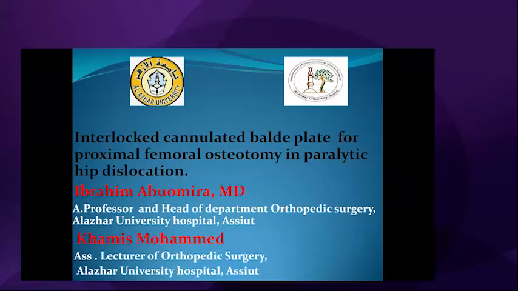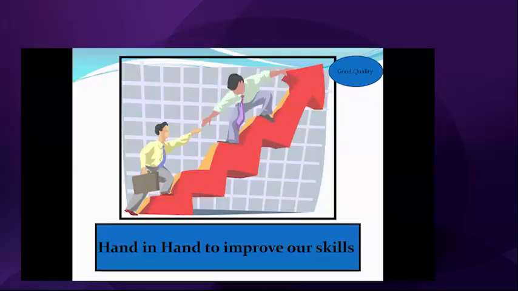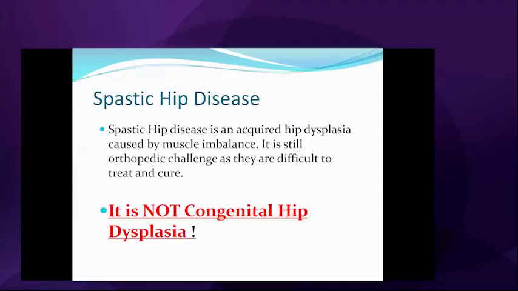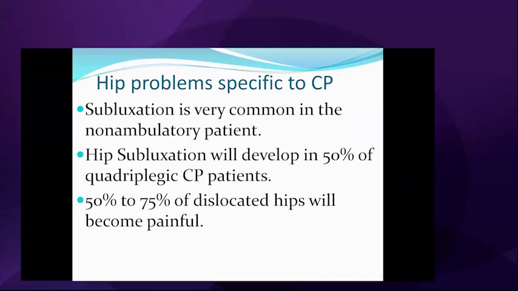It is a new blade for proximal femoral osteotomy. It's called the interlocked cannulated blade. Our aim, hand in hand, is to improve our skills. Spastic hip disease is acquired hip dysplasia caused by muscle imbalance. It is still an orthopedic challenge as these cases are difficult to treat and cure. It is not congenital. These are hip problems specific to CP.